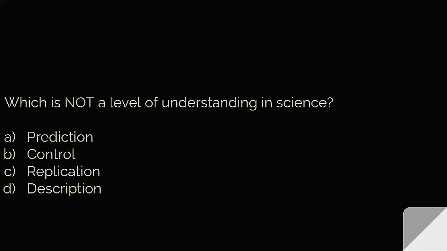Are we sure that the reason behavior changed is the independent variable? Then that's control. So everybody's clear that the answer to that one is C. Replication is not one of those levels of understanding.